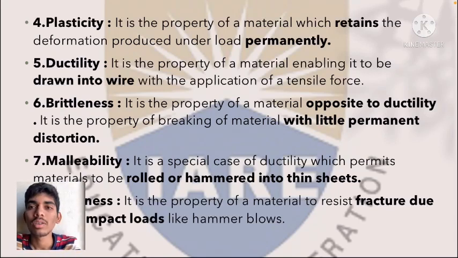Brittleness. It is a property of a material opposite to ductility, and it is also defined as the property of breaking of a material with little permanent deformation. Malleability. It is a special case of ductility which permits materials to be rolled or hammered into thin sheets.